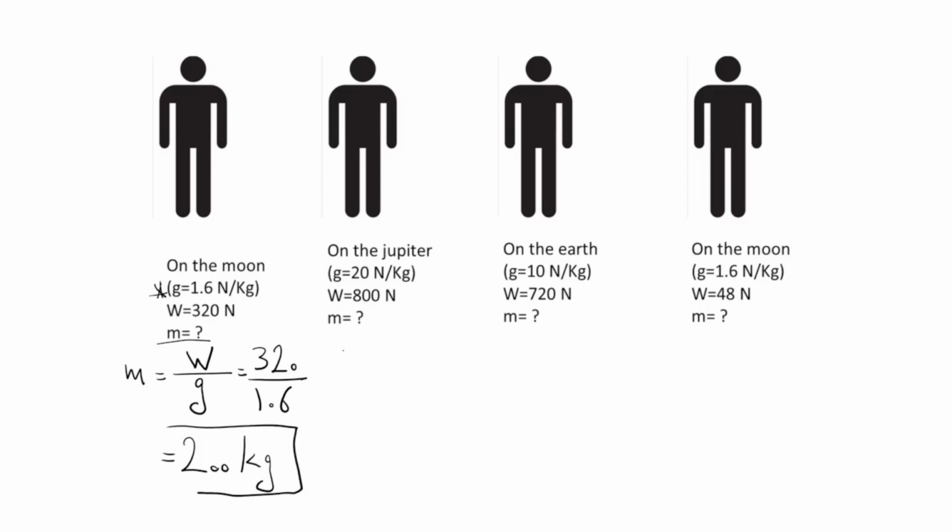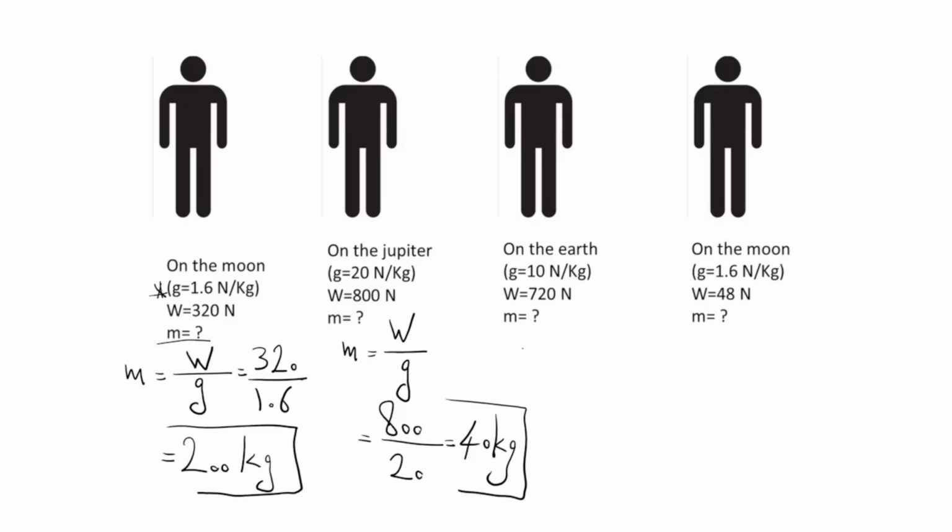And the next one, again, M is equal to W over G. I have W, 800, and I have G on the Jupiter, it is 20. So it's going to be 40 kilogram. And the next example, I want to find M is equal to W over G. So, I'm sorry, let me separate this part. 720 over 10, we are on the earth, it's gonna be 72 kilogram.